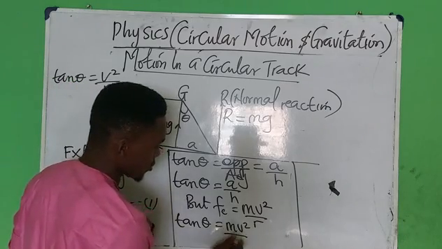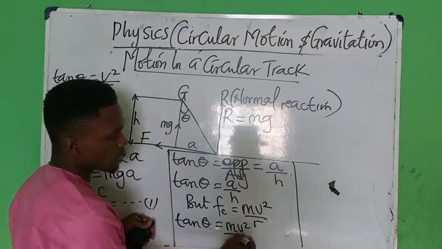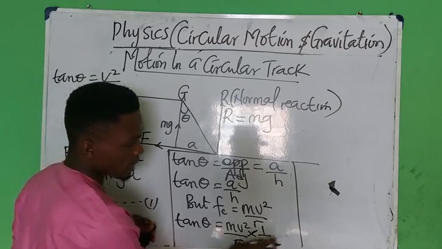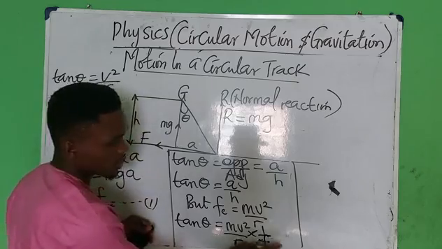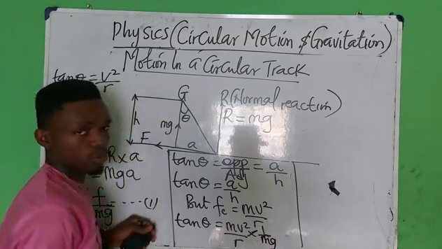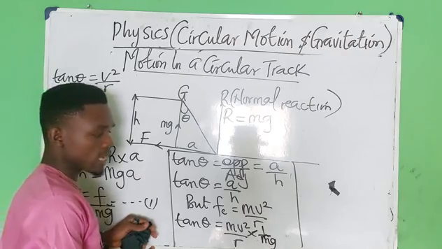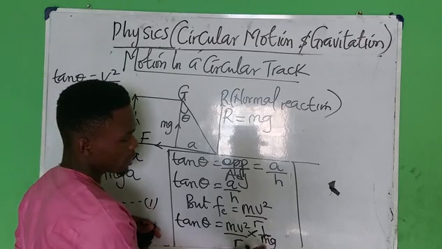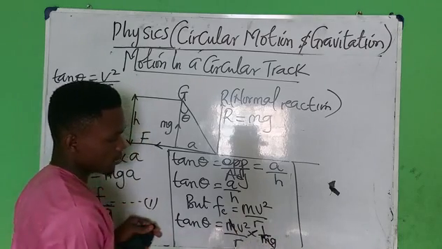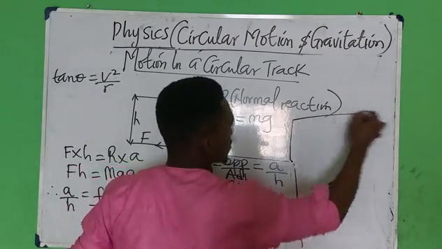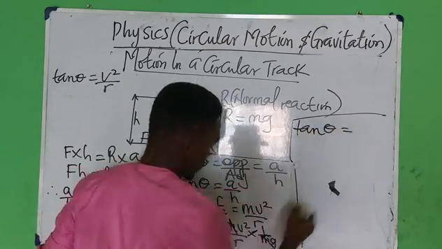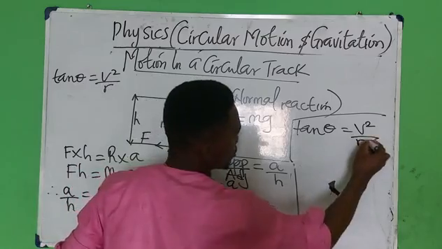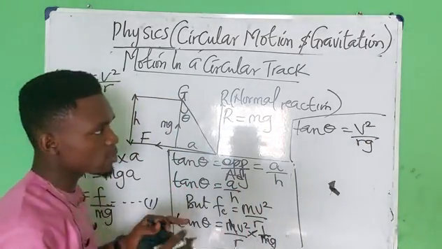But we know that mv squared over r is equal to what? 1 over mg. That's 1 over F. This F here connotes what? mg. It connotes mg. So what does that tell you? If mv squared times 1 over mg, m is common, so cancel out m. It means that tan theta now, this times this is v squared over r times g, which is what? rg.